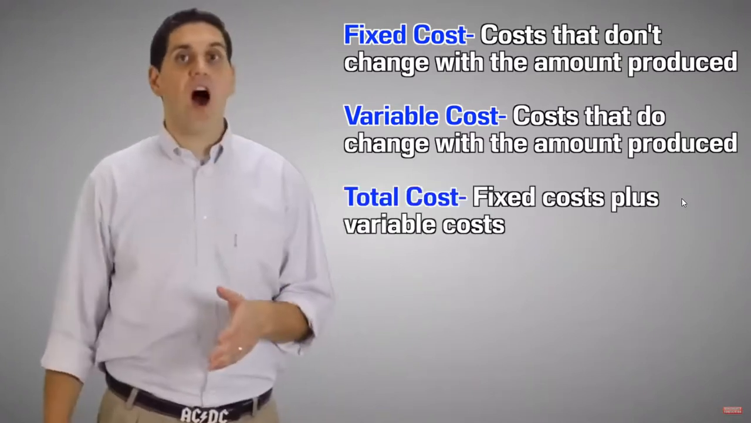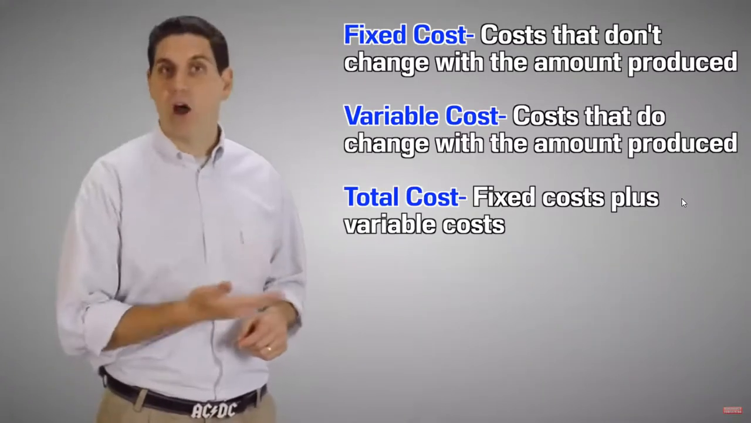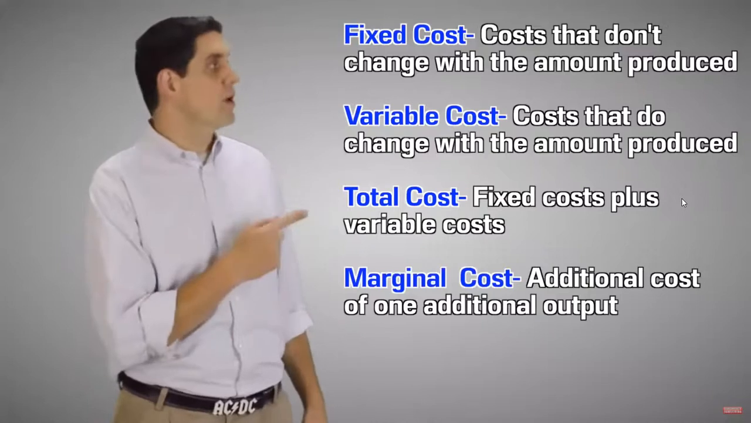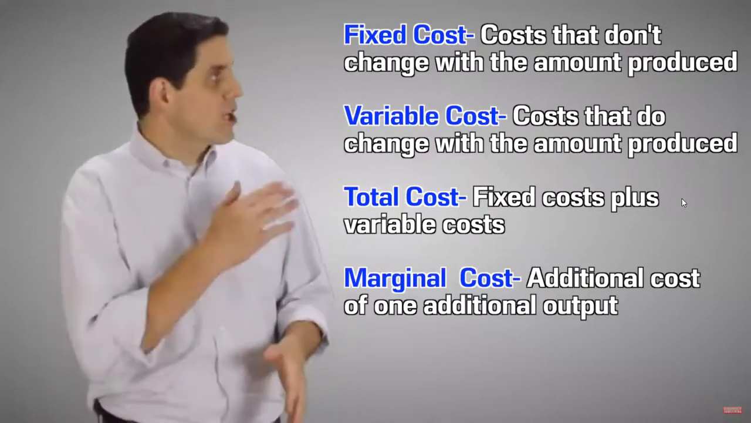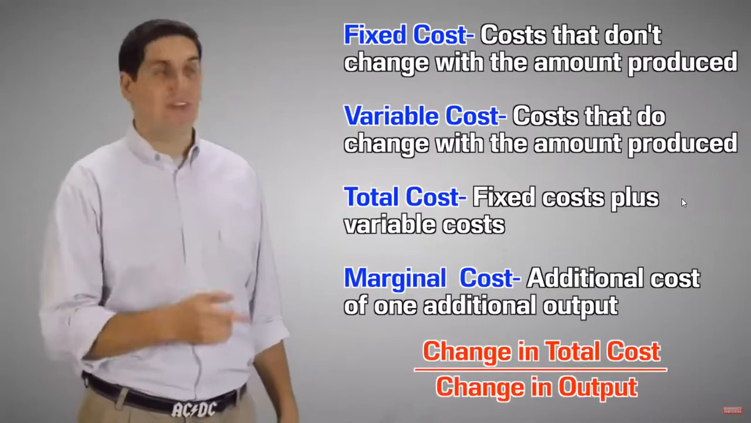If there's only two types of costs, fixed and variable, then total cost must be fixed plus variable cost. And there's also marginal cost. Marginal cost is the additional cost of producing one more output. If you're a pizza restaurant, it's the cost of producing one additional pizza. It's the change in total cost divided by the change in output.